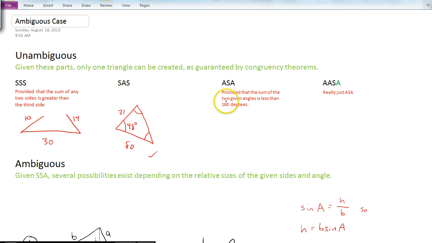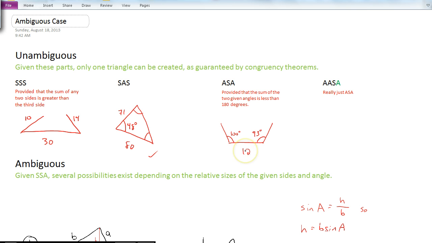ASA, similar to SSS, is a guarantee provided that your two angles don't add up to be more than 180 degrees. So you can't have a situation like this, where you've got 12 here, and then you've got a 100-degree angle here and a 93-degree angle there. It's just not going to work. Obviously, you can't make a triangle. So there's a basic provision that two angles can't take up more than 180. And this means, remember, that the side has to be included between the two angles.